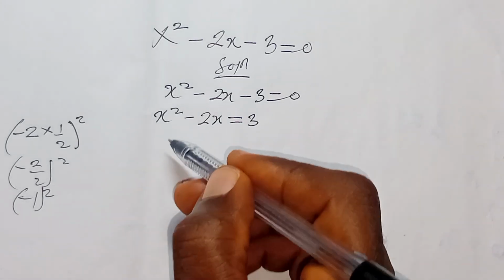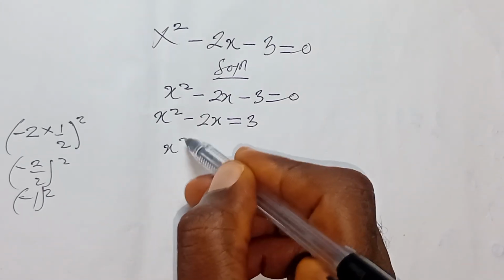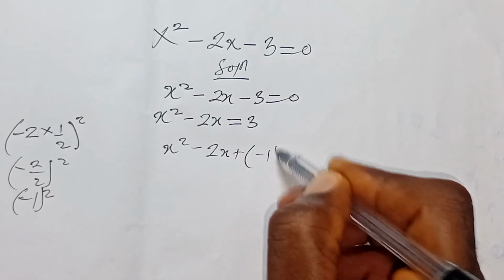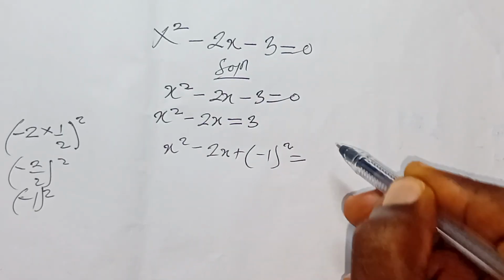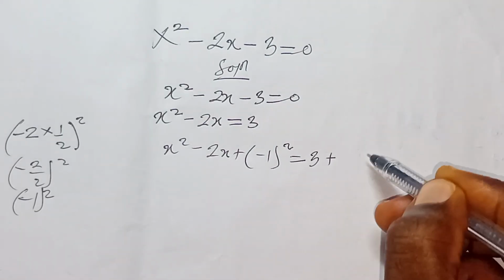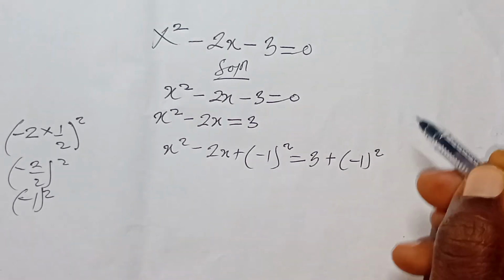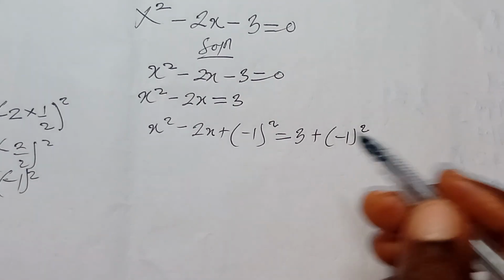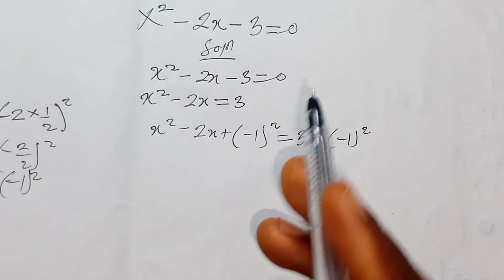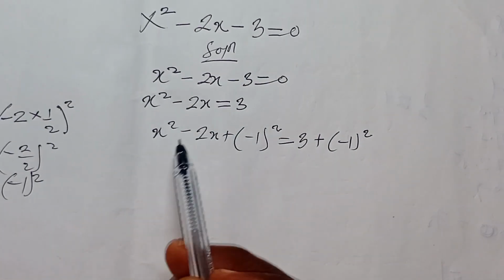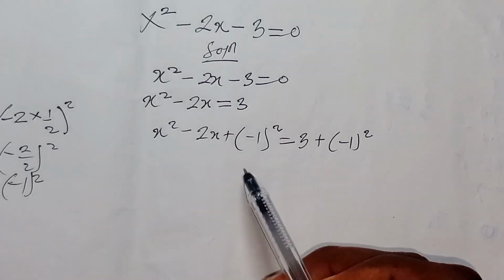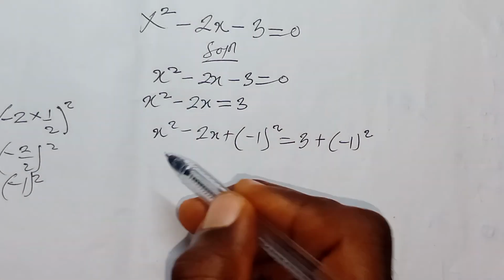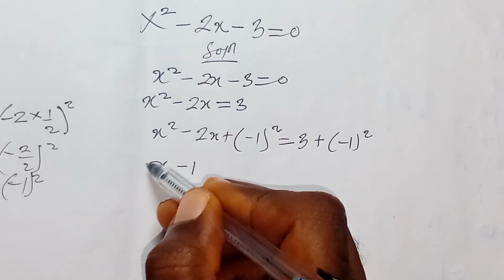Right? So now we have x squared minus 2x plus minus 1 squared is equal to 3 plus minus 1 squared. We are solving this by the method of completing the square. Right? Now, do you know that x squared minus 2x plus minus 1 all squared can be written in its simplest form as x minus 1 all exponent 2?